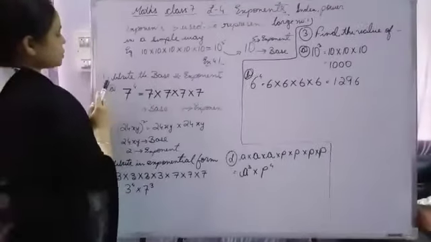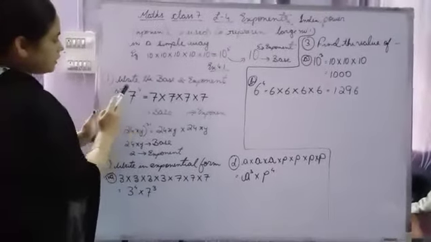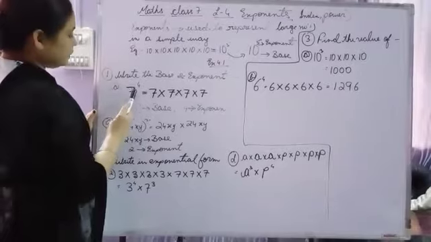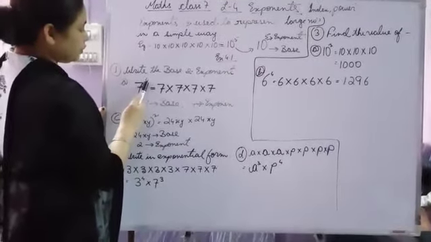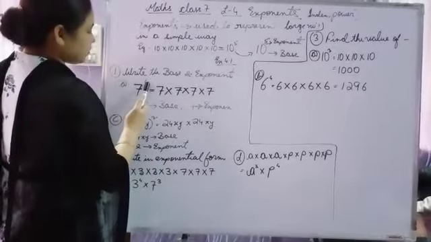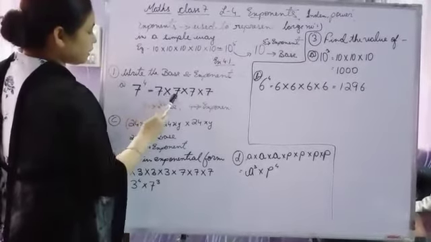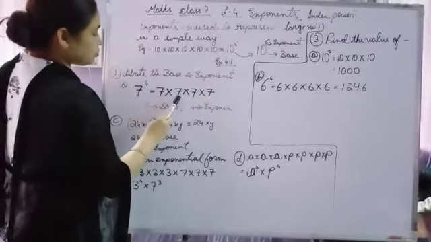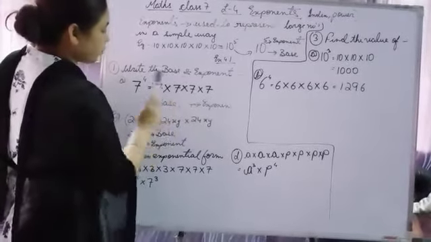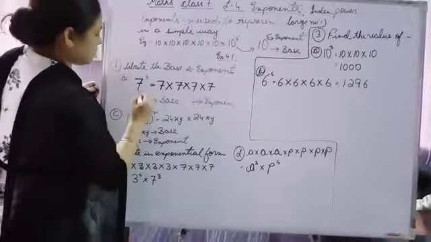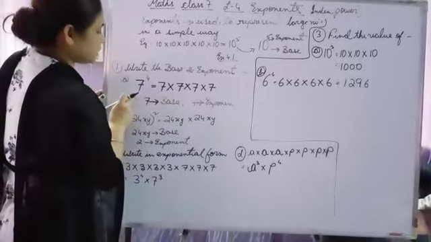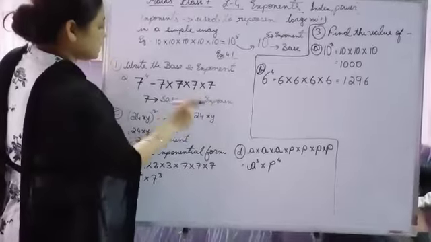Now the first question is, write the base and exponent. Number A, 7 to the power 4. Now which one is the base here and which is the exponent? Now 7 to the power 4, if we break it and write, that means 7 into 7, we will multiply 4 times. 1, 2, 3, 4. Now here 7 is the base. So 7 is the base and 4 is the exponent.